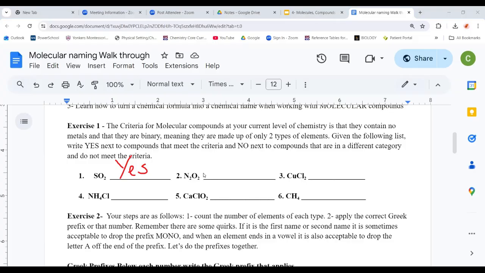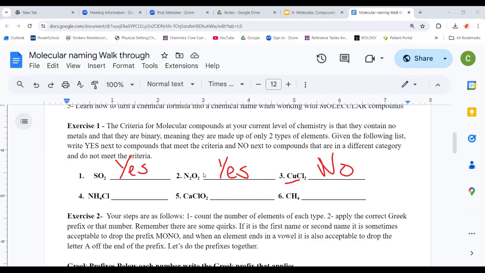N2O2, I have nitrogen and oxygen. That's two types of elements. That's what binary means. And both of these are nonmetals. So this is yes. Again, copper and chlorine. I do have only two types of elements here. The problem is that copper is a metal. And so this is no. It's not molecular. So I can't use molecular naming rules to name it.